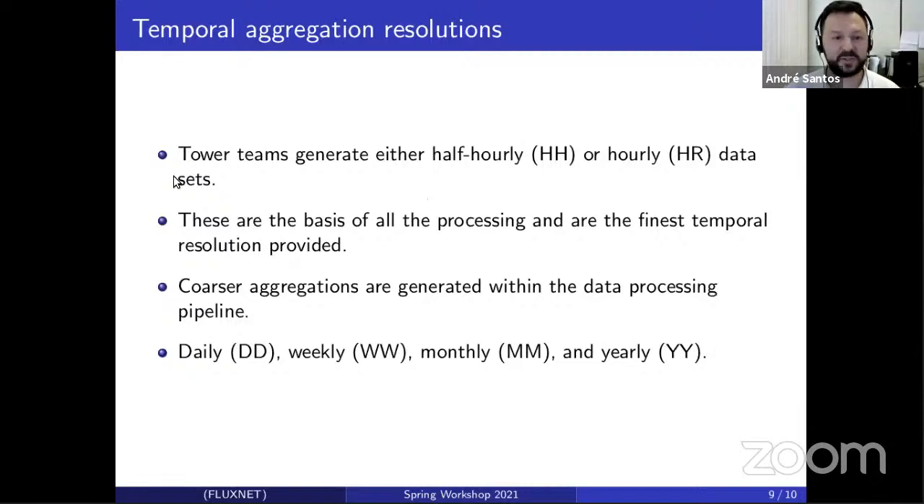As for the temporal aggregation resolutions, you are not going to find the micrometeorological data measured at 20 hertz, 30 hertz, or 10 hertz. You are going to find the processed fluxes, generated as either half-hourly or hourly data sets. These are the basis and the finest temporal resolution provided in the FLUXNET files. With this, you will find other files with coarser aggregations generated within the data processing pipeline: daily, weekly, monthly, and yearly aggregations.